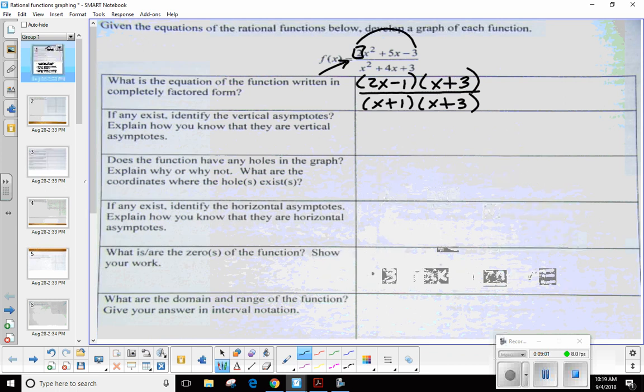Just to kind of show you very quickly. All right. If you like it, great. If not, if you like your own method, I encourage you to use it. All right. Now let's talk about vertical asymptotes and holes. So let's go ahead and start there.